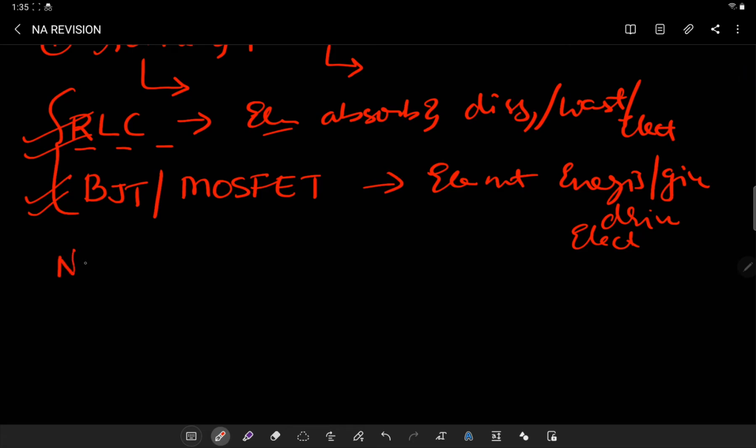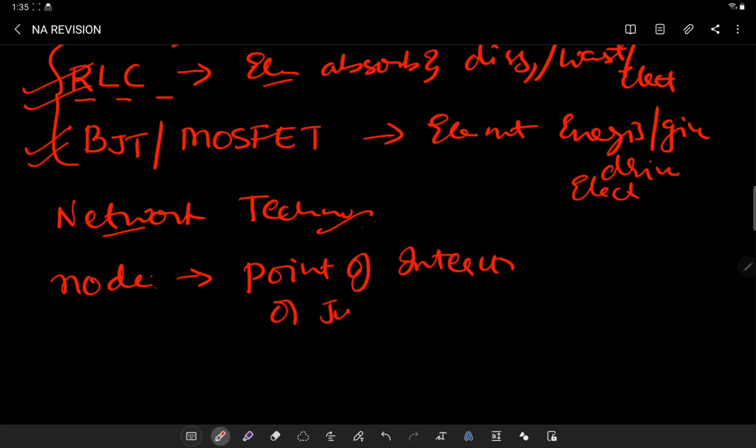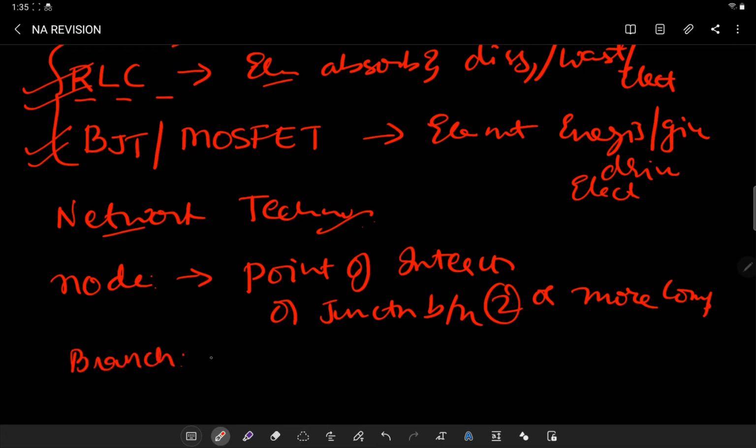Coming back to the network technology related keywords, we have to remember some keywords, namely node, which is a point of interconnection or junction between two or more components. Also, we have to know what exactly is a branch. This is an elemental connection between two nodes.